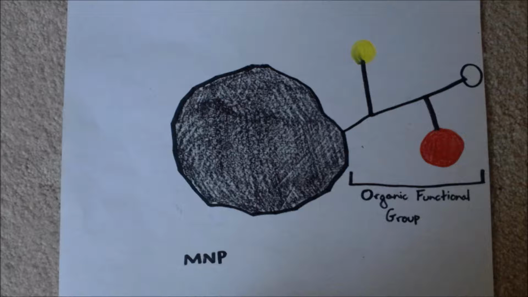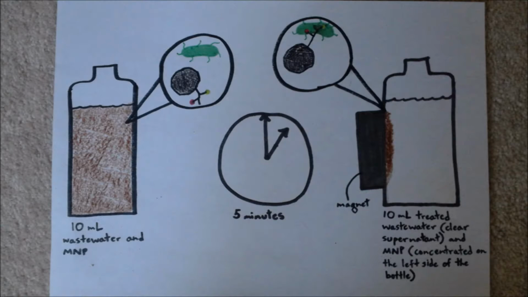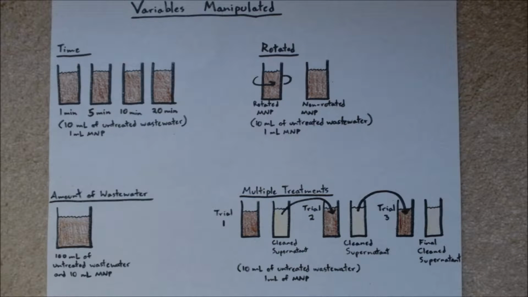The MNP used in this study are composed of an iron core surrounded by an organic coating. When placed in a wastewater solution, the organic coating enables the MNP to bind to the cell walls of bacteria. After 5 minutes, the MNP can then be concentrated with a strong magnet, concentrating the attached bacteria as well. The supernatant of the MNP and wastewater solution can then be removed, leaving the MNP and most of the bacteria behind. The MNP extraction technique was used in this study to capture bacteria in samples of untreated wastewater.